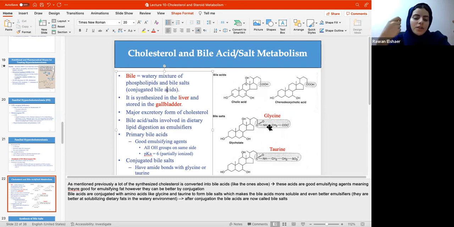Then whenever you eat and bile needs to be excreted, it can be secreted from the gallbladder or even directly from the liver.